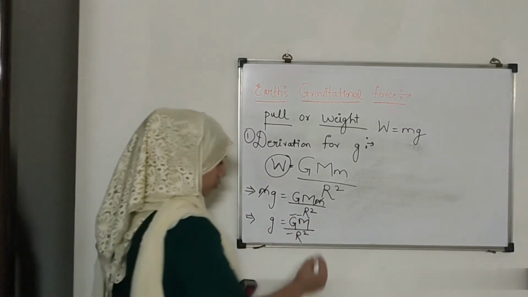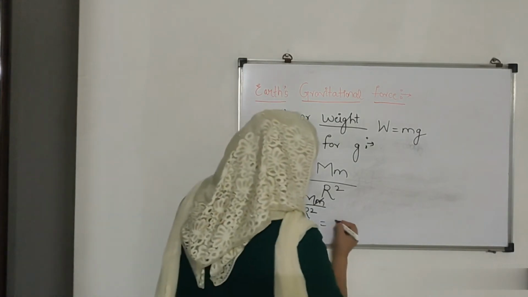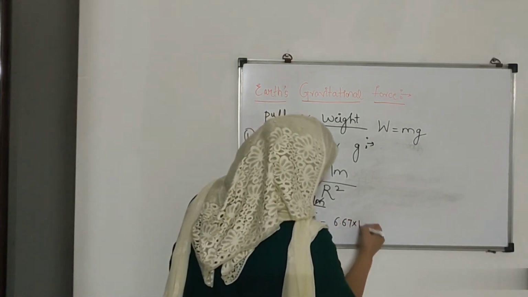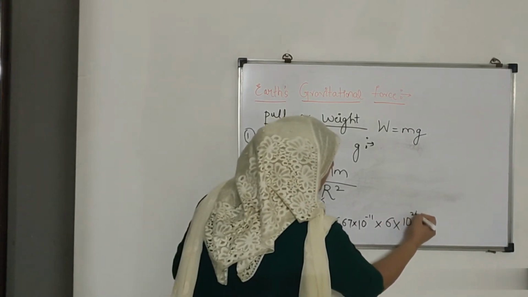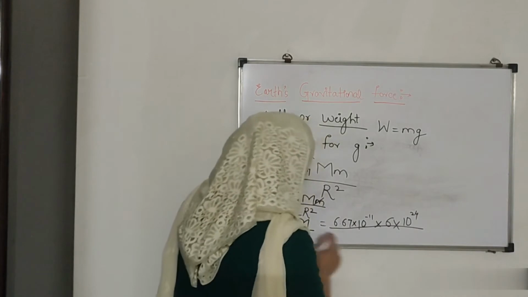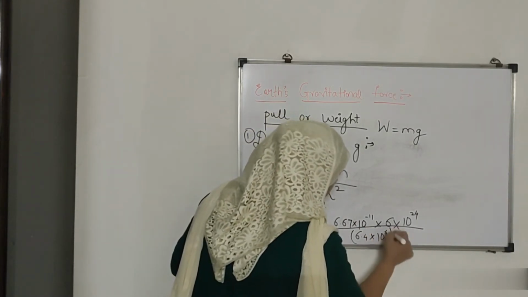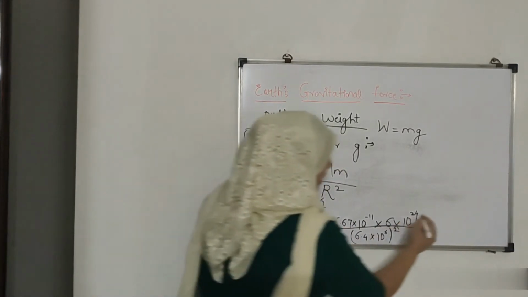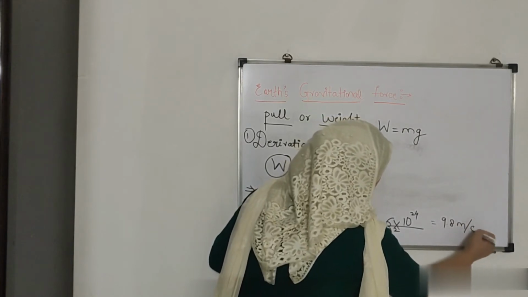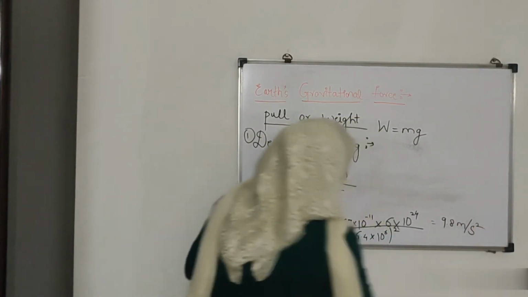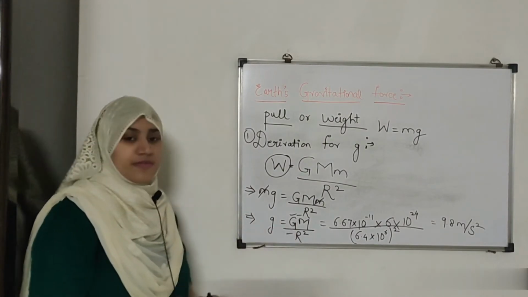We'll substitute the values, and I'm considering the body to be on the surface of the Earth. So G is 6.67 into 10 raised to minus 11, the mass of the Earth is 6 into 10 raised to 24 kg, and the radius is 6.4 into 10 raised to 6, the whole square. When I do the calculation, I get the value as 9.8. So acceleration due to gravity is 9.8 meter per second square when the body is on the surface of Earth.